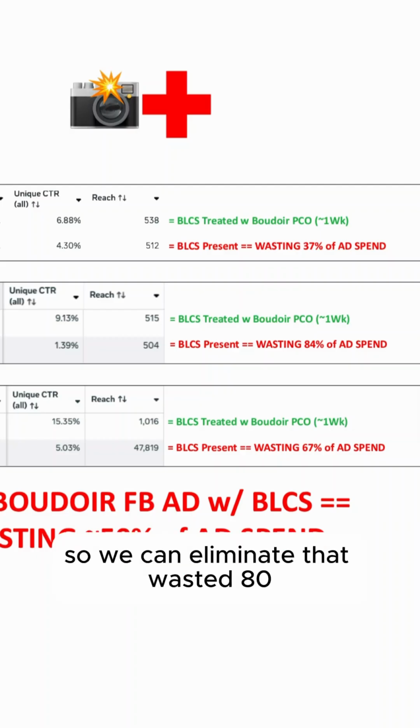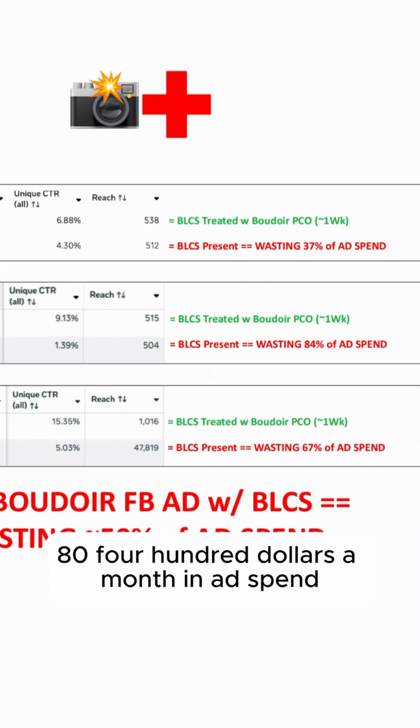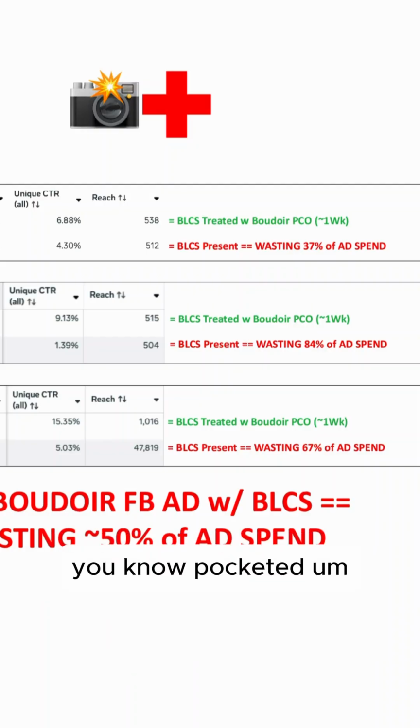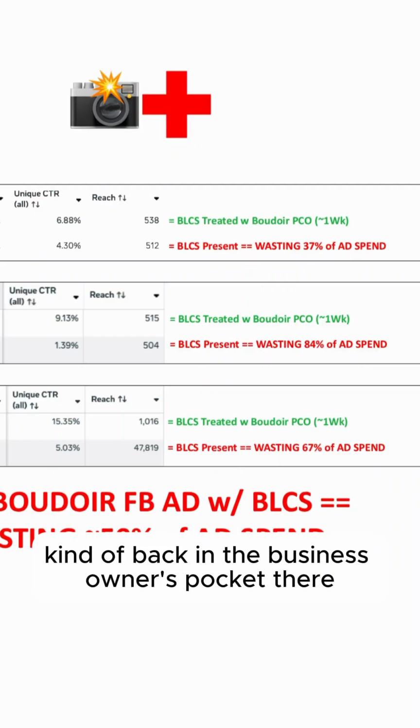So we can eliminate that wasted $8,400 a month in ad spend and pocket that. It's literally like 100 grand pocketed, a bonus, back in the business owner's pocket there.